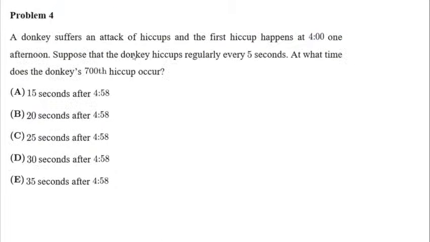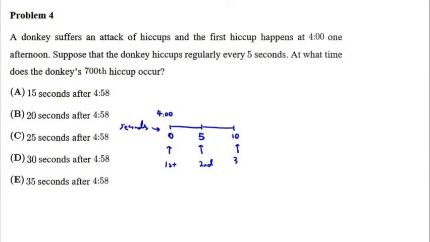So let's solve. First hiccup occurs, let's consider this one, and the time after this is 0, it's the first hiccup. Now, after 5 seconds, it is the second hiccup. Now, in 10 seconds, the third hiccup starts. So if you want to find the 700th hiccup, let's calculate first in seconds.